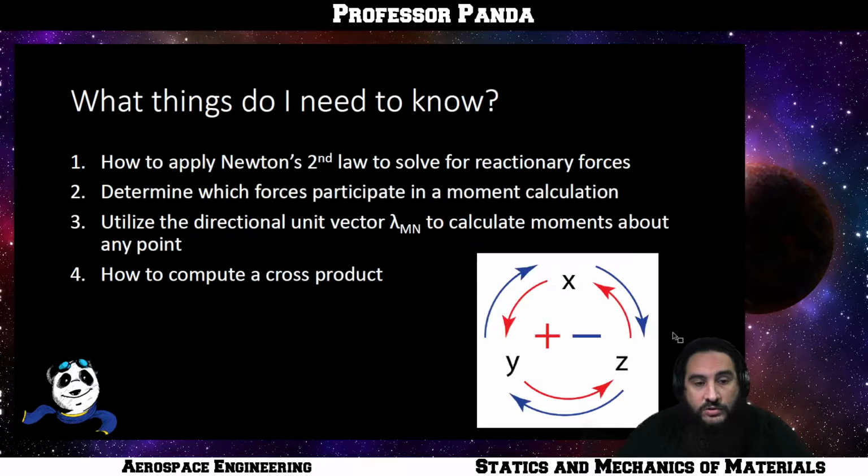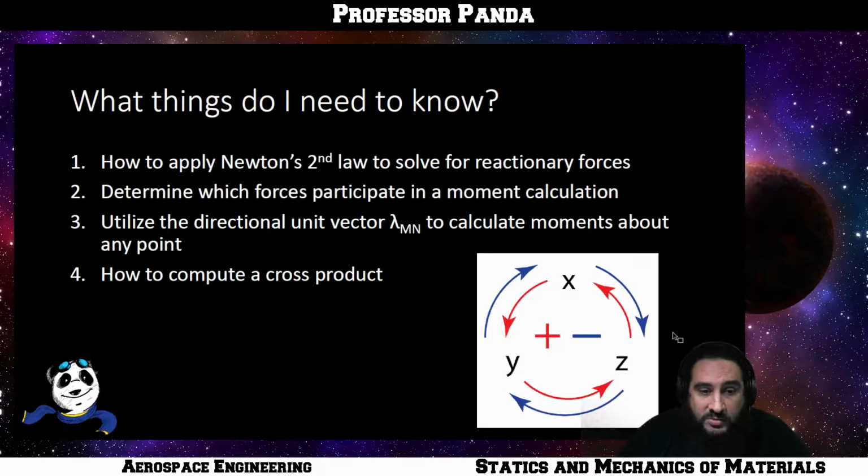So, things you need to know. You need to know how to apply Newton's second law to solve for reactionary forces. You need to determine which forces participate in any given moment calculation. We're going to need to utilize the directional unit vector. I have it here as lambda mn. It could be any two sub-letters. And we're going to use that to calculate moments about any point.